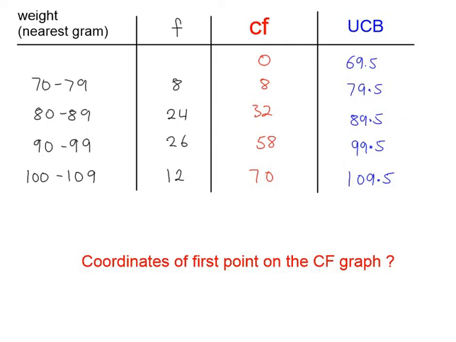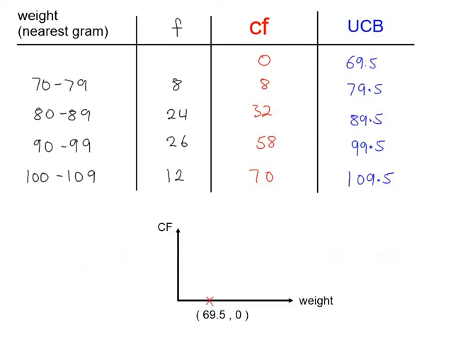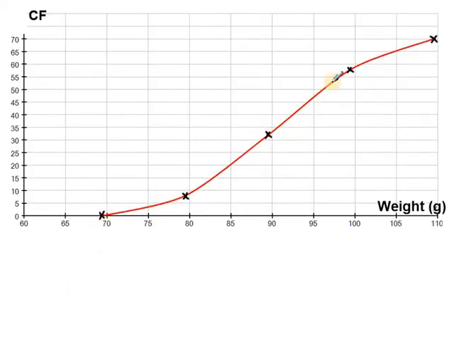The coordinates of the first point on the cumulative frequency graph, well, it's not always the origin. Here's the first point. Our data value is 69.5. That's on the horizontal axis. Cumulative frequency is on the vertical axis, and that's 0. So this will be the first point. It's not the origin in this case. Sometimes it is, but not in this case. We join our points together either with a smooth curve or with straight lines. If we use straight lines from point to point, we're assuming that the data is evenly distributed between those points.